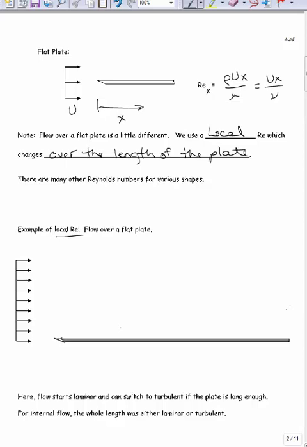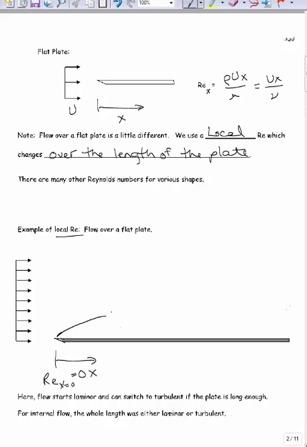So when you first get to the beginning of the plate here, if this is x, then x equals 0, and the Reynolds number at x equals 0 is 0, right? So you're going to start out at a low Reynolds number, and it's going to increase as you go on here. Well, low Reynolds number is laminar. So for a flat plate flow at the entrance here, you're going to have laminar flow. Unless you trip it to turbulent, it's going to be laminar.